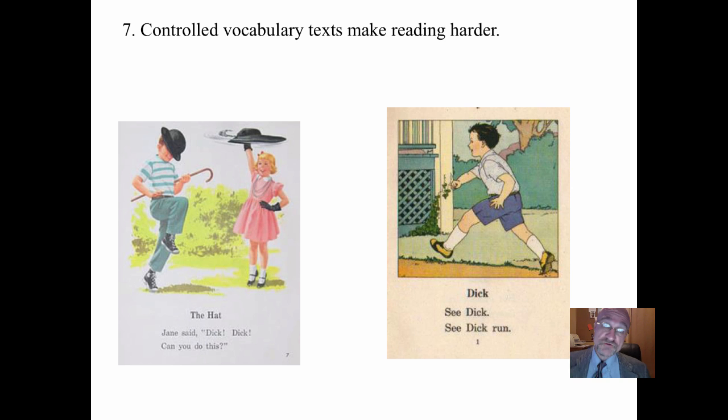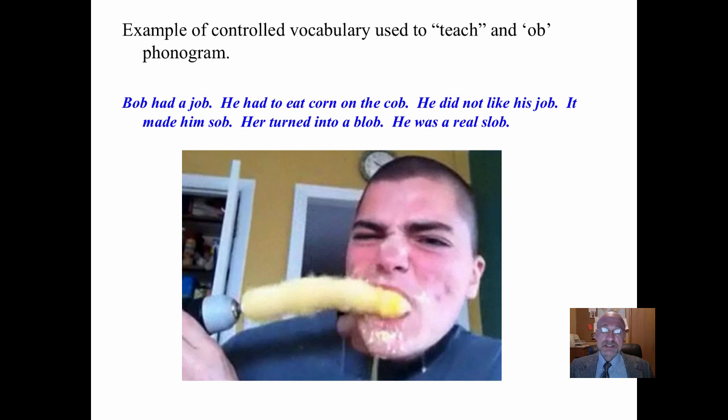Now, controlled vocabulary texts actually make reading harder. That's because the language is stilted and does not sound like the language around them. Here is an example of controlled vocabulary used to teach the "ob" sound.